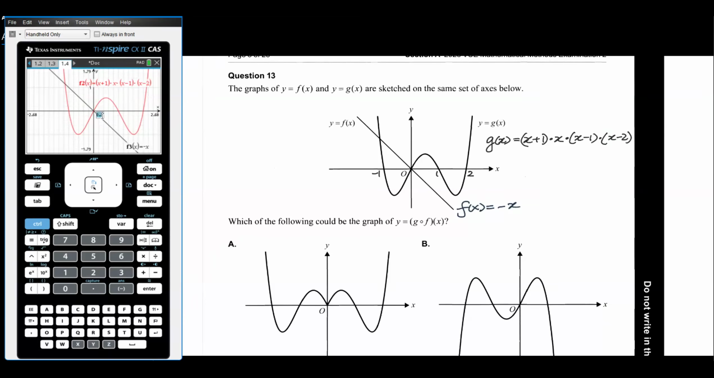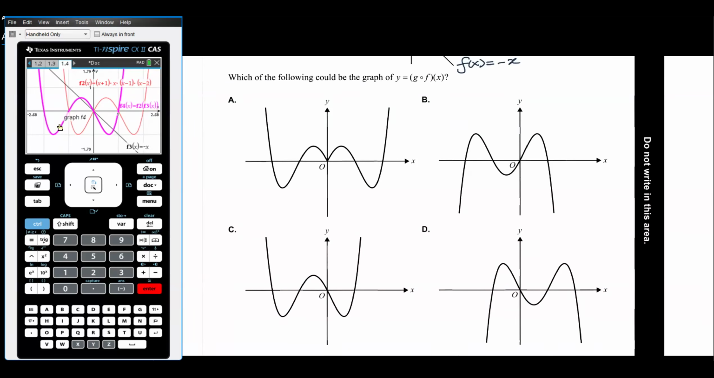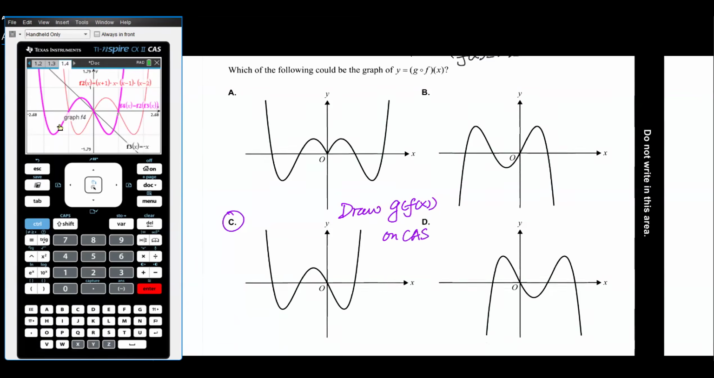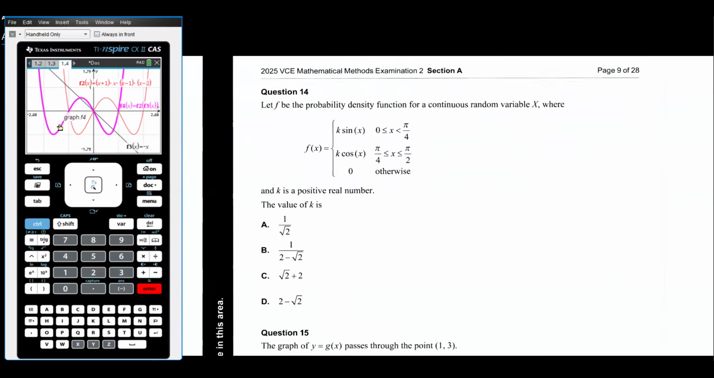So the next thing is you're gonna sketch, for example, f2 of f3 of x. Now you can see this purple graph. Looking at the options, looks like option C is the best answer, okay? So that's my comment, draw G of f on CAS.